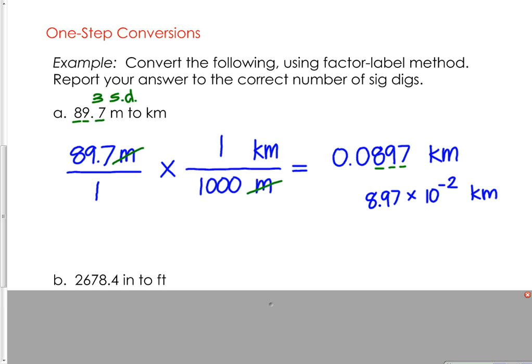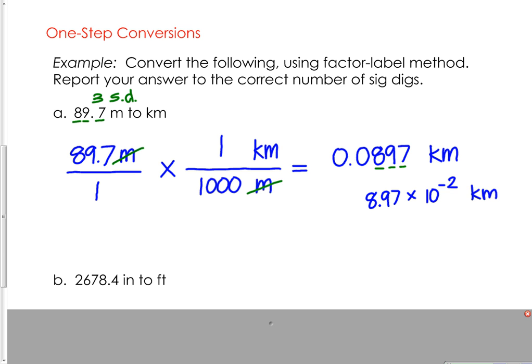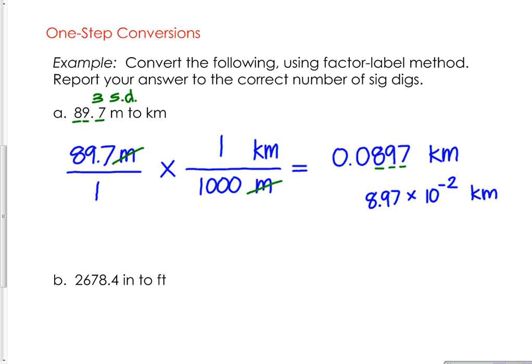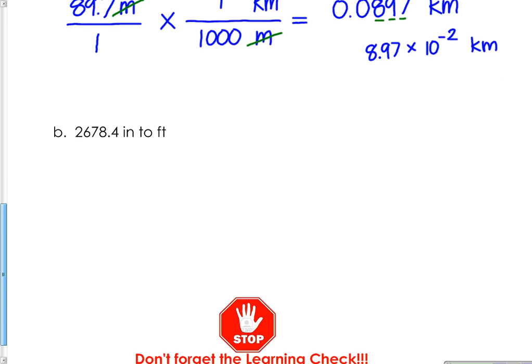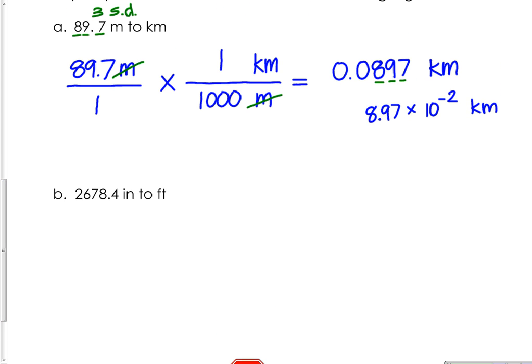Let's do another example of a one-step conversion. Now, in this case, we're using English units. So we do not have the option of sliding decimals no matter what we do. We are always going to start by writing down the given. So I have 2,678.4 inches. And for a lot of you, it will be helpful to see the top and the bottom of the fraction if you put it over 1.